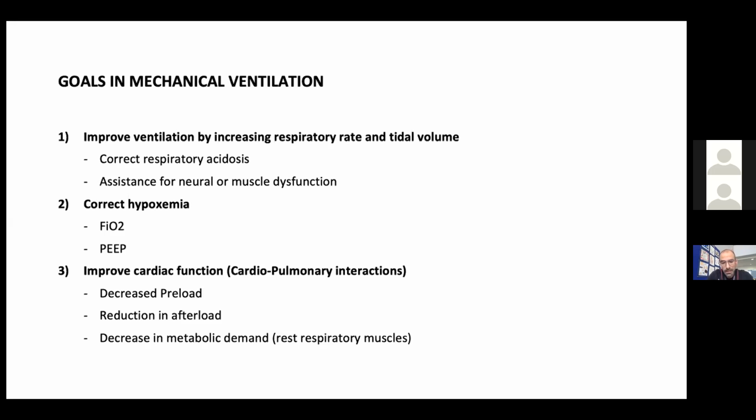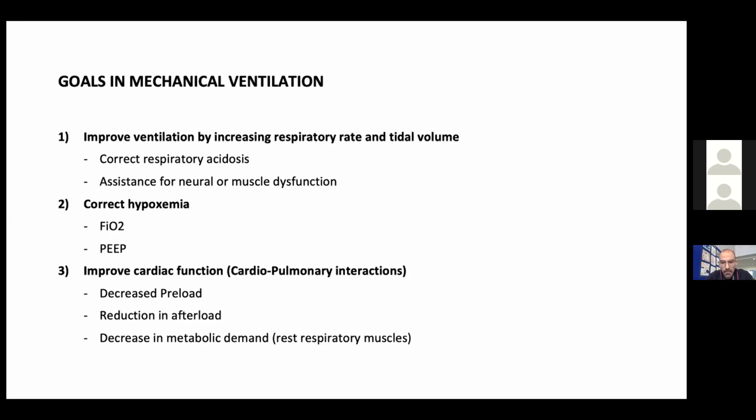And then the last function when we are ventilating children is to improve the cardiac function. This is what we call cardiopulmonary interaction. This is not the session to talk about it, but if you are interested, there are a lot of books and papers talking about cardiopulmonary interaction.